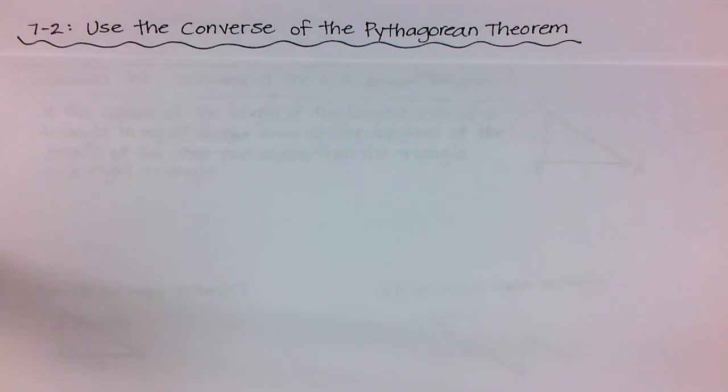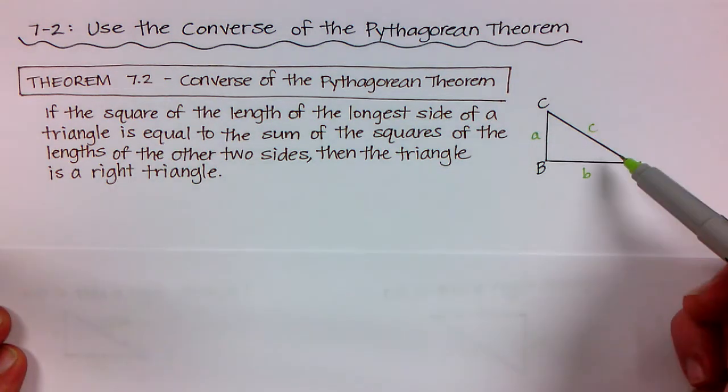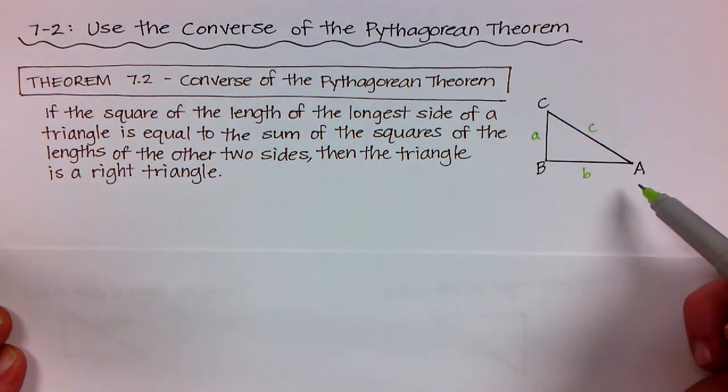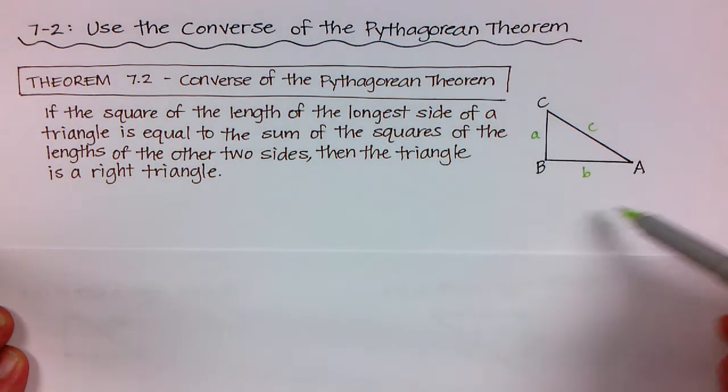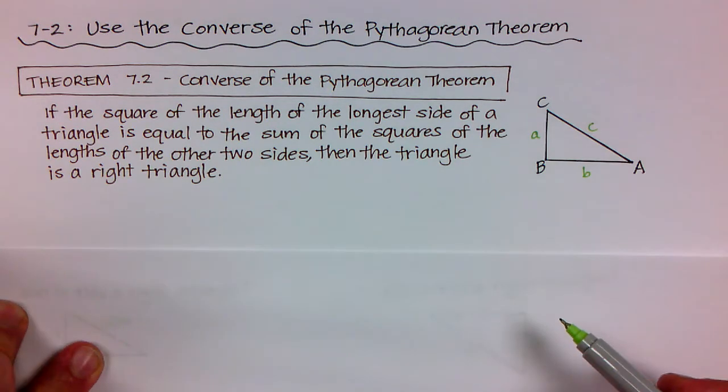So we remember the Pythagorean Theorem was telling us that if you have a right triangle, then you take the squares of the legs and add them together and it should equal the square of the hypotenuse. So the converse is saying that if the square of the length of the longest side of a triangle is equal to the sum of the squares of the lengths of the other two sides, then you can conclude that the triangle itself is a right triangle.